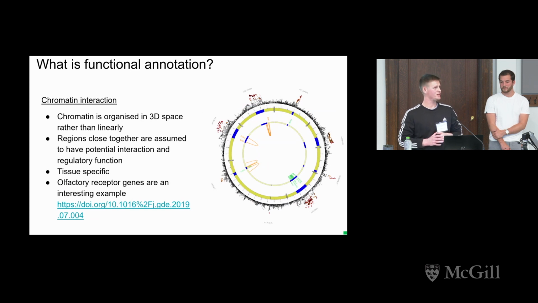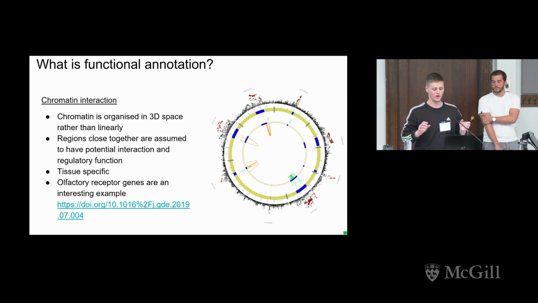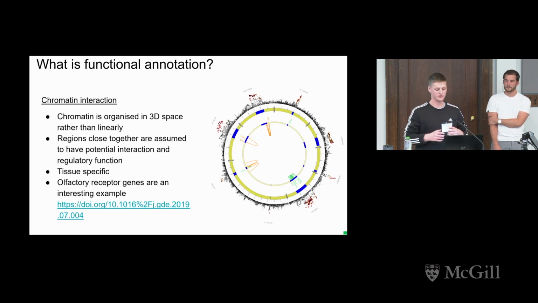So chromatin interaction is, the way that chromatin is organized linearly, it's also organized in 3D space. And people assume that if two regions of chromatin are more often than not close to each other, there's some kind of functional interaction between them. And the way that the chromatin is organized is also tissue specific.